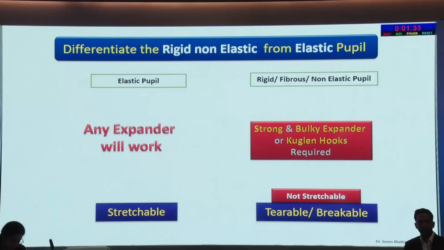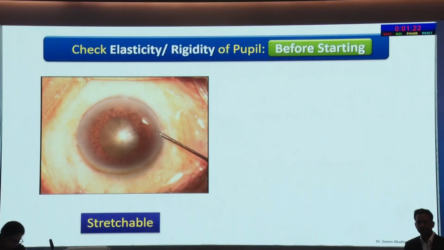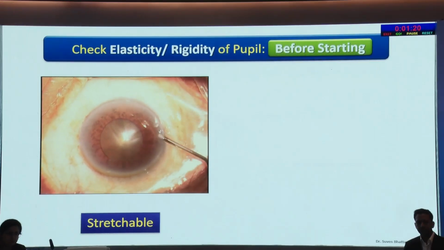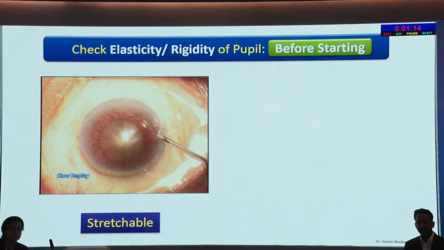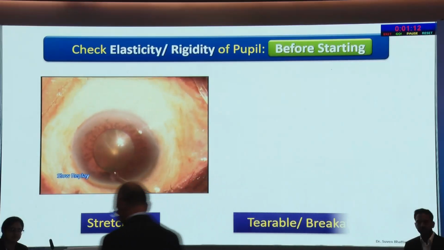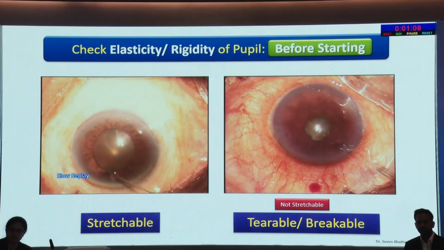So you can choose either a rigid device like a bulky device, or you can use a BHEX or things like that. It depends upon your personal choice. You can determine the elasticity of the pupil before you start the surgery. As soon as you make the paracentesis, inject a little bit of BSS or Ringer's lactate, whatever you use, and inflate the anterior chamber. If it momentarily expands, it is an elastic pupil. If it doesn't budge, it is a rigid pupil.